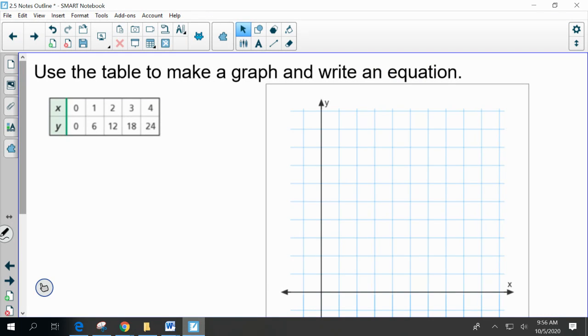All right, we are using a table to make a graph and write equations. So we're kind of working backwards this time. We have the table, but we don't have the equation or the graph. So here's how we're going to write the equation. We're going to use something called slope-intercept form. So this is slope-intercept form.